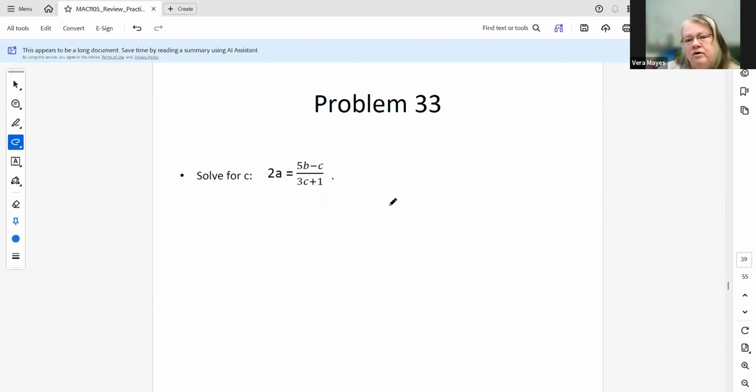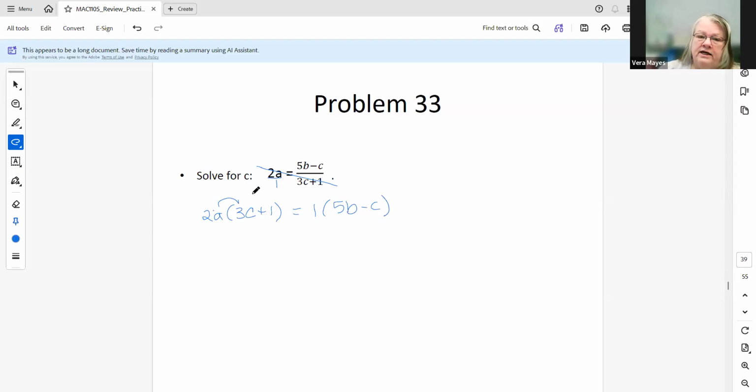All right, here's one more rational fraction, but it's slightly different than the other because it has 3 letters. So it makes it a little bit more interesting than the one we had a while ago with just a number on the other side. I do like to go ahead and use the cross multiply method. So let's do that. Go ahead and make it where there's 2 layers on both sides. So we've got 2a times 3c plus 1 equals 1 times 5b minus c.